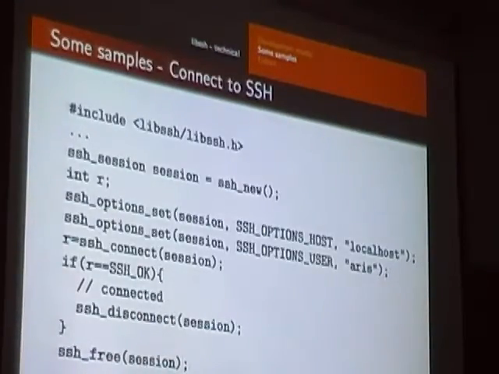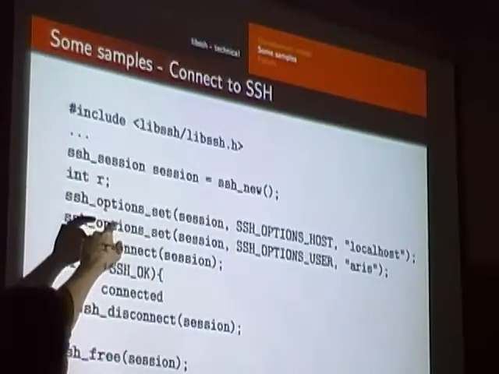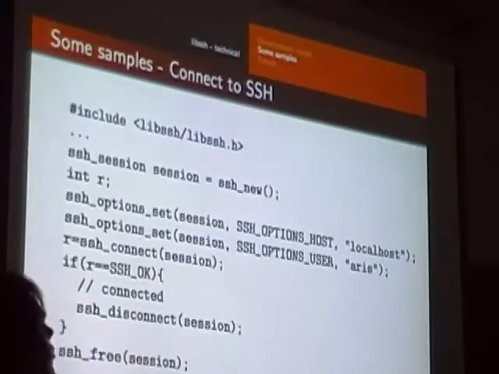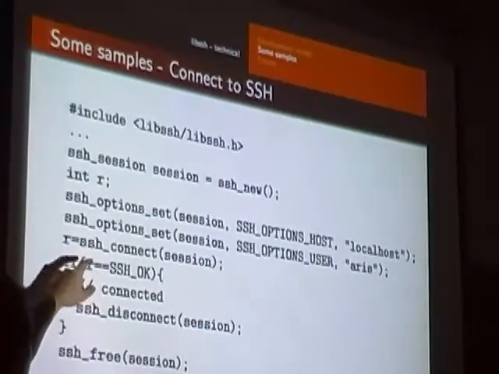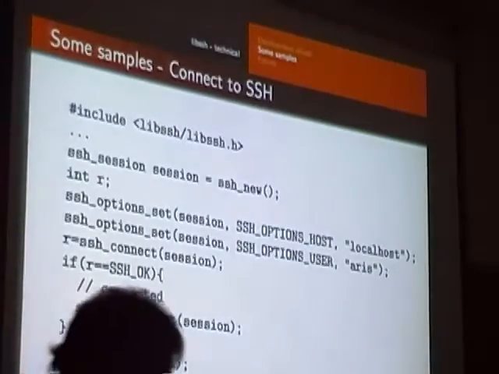That's a sample of how to connect to SSH. Actually, it's pretty straightforward. You just create an object for the session. You tell it you want to connect to localhost. I want to use the login Aris. I connect, and then I check the return code to see if the connection was successful or not.